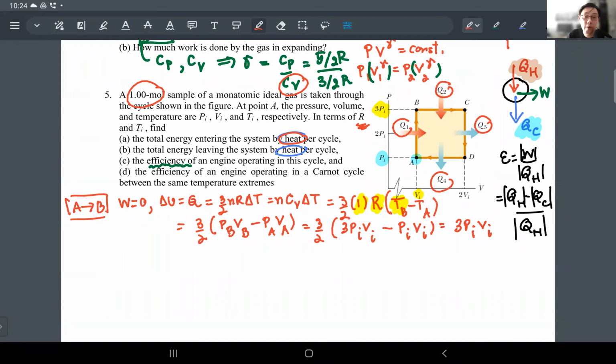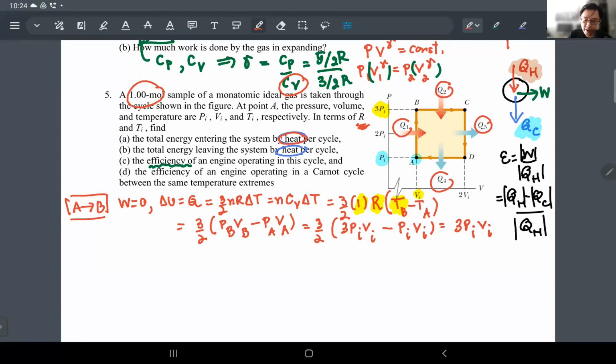So what we are doing over here is trying to work through problem number 5 in homework set 3. What we are trying to do is calculate the total energy entering the system by heat. At this point, we're starting at the segment A to B. From A to B is a constant volume process.